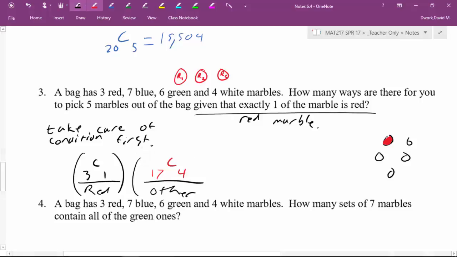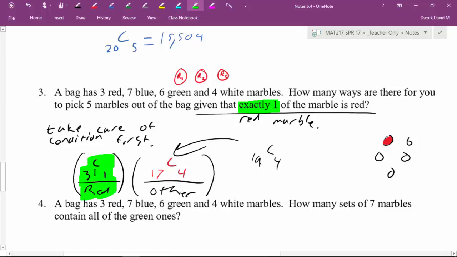of those. Now, the logic here, the thing you have to understand: we can't include the other red marbles. This can't be 19 choose 4, because the problem says we need exactly 1 red. And because of this part right here with the red, we've guaranteed they have exactly 1 red. And if I put the other red marbles in here to choose from, then they could accidentally get 2 red marbles. We don't want that.